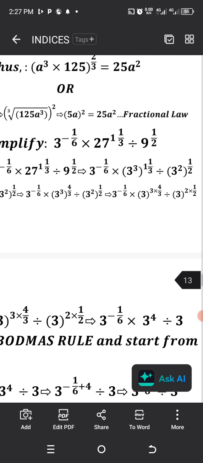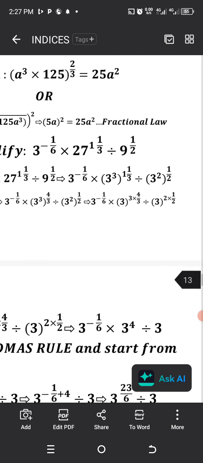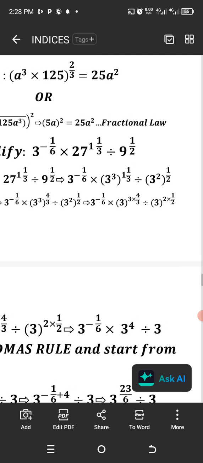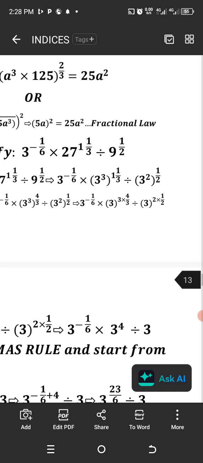Now the one that can be changed to index, you can see 27 has been changed to index. So now the expression is 3 raised to power minus 1 over 6 multiplied by 3 raised to power 3, because 27 also means 3 raised to power 3, all raised to 1 over 3, divided by 9, which also means 3 raised to power 2. That is why we have inside that parenthesis 3 raised to power 2, all raised to power 1 over 2.